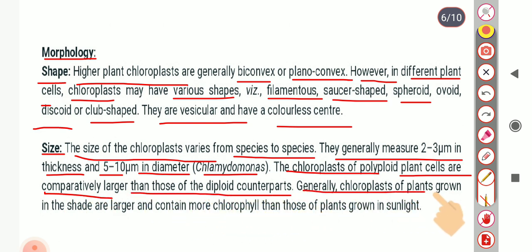Generally, chloroplasts of plants grown in the shade are larger and contain more chlorophyll than those of plants grown in sunlight. This means that chloroplasts of plants grown in shade contain a larger amount of chlorophyll than those of plants grown in sunlight.